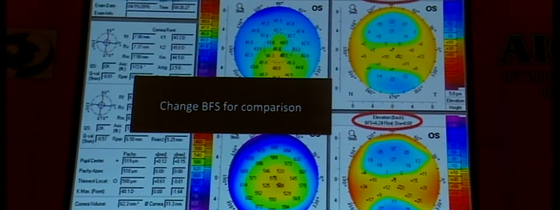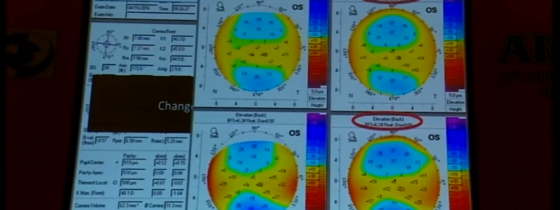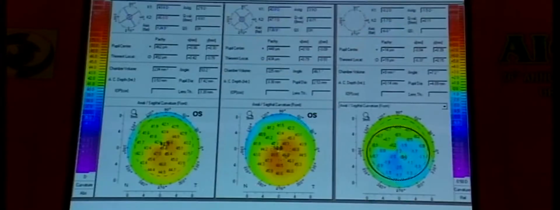So what you do is change the best fit sphere for comparison, as we did over here. And then you see the comparison map. It shows an increase in the steepness and in the elevation in both the front and the back. Now, this is progression. I'm not showing you exactly the dates that these maps were taken at, but take my word for it, this is actually progression in these patients.